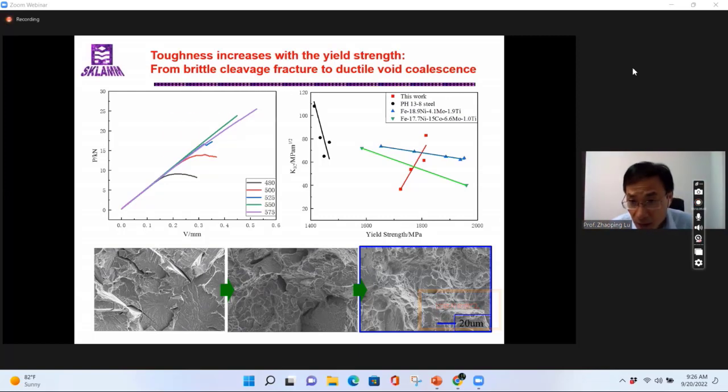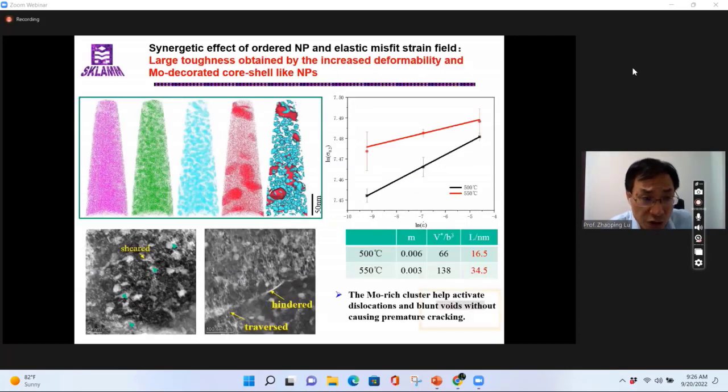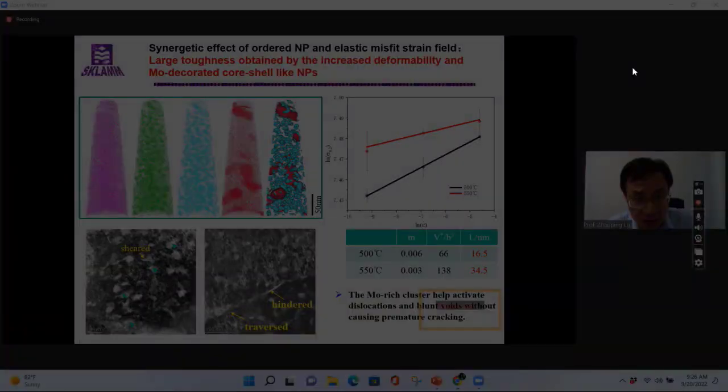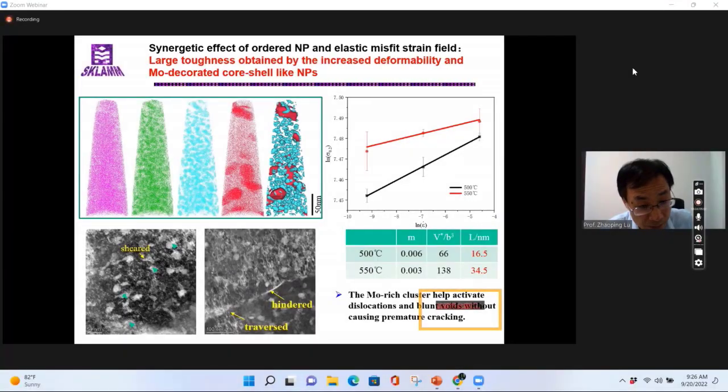So this is why we found that this is due to the synergy effect of ordered nanoprecipitates and the molybdenum-decorated coherent structure.